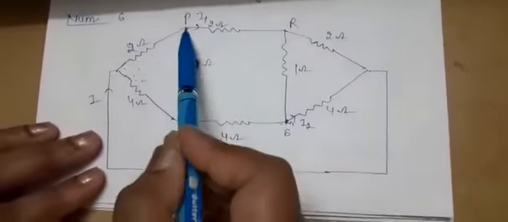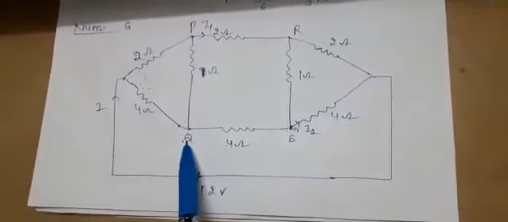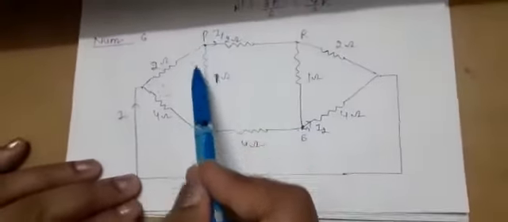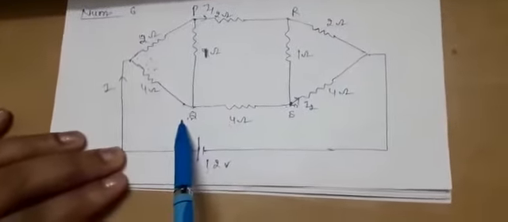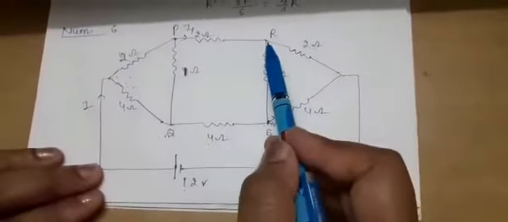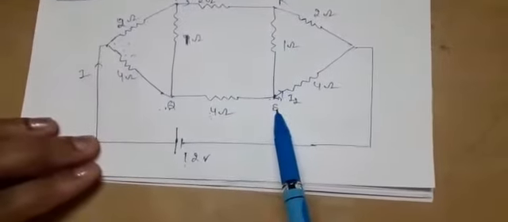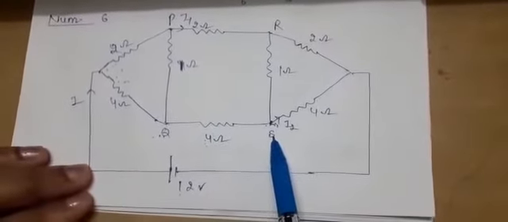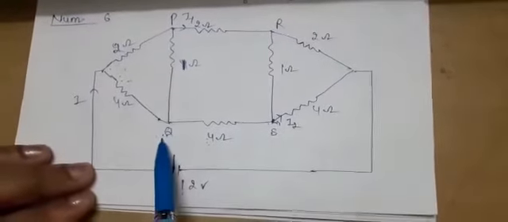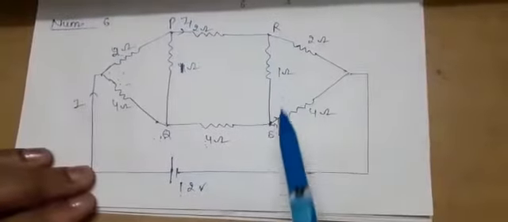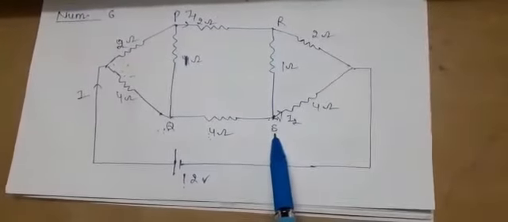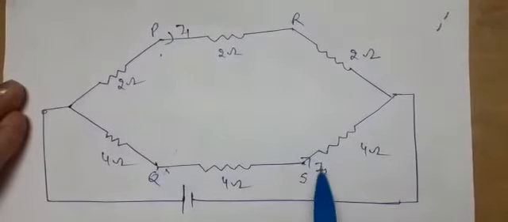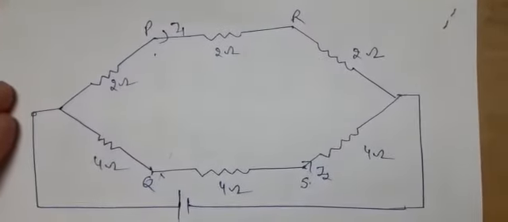See, points P and Q are at the same potential. Why? Because no current is flowing through this branch, as the condition of Wheatstone bridge is satisfied. Similarly, R and S will be at the same potential, so again no current will flow through the branch. So now P and Q have the same potential, R and S have the same potential. When you remove the resistance between PQ and RS, the circuit will be like this.